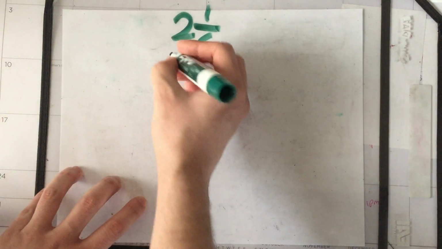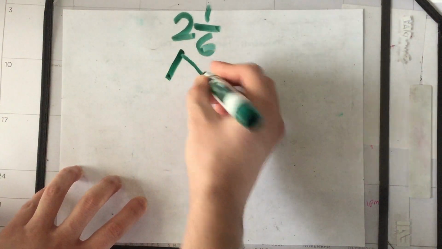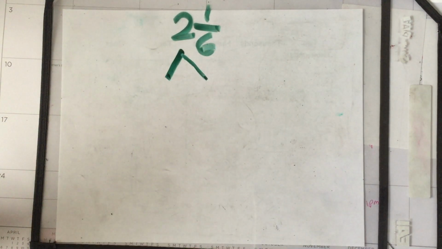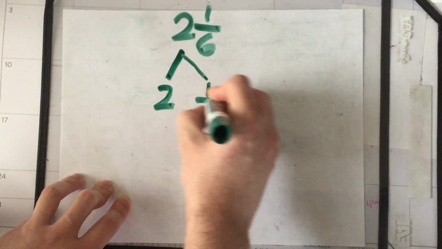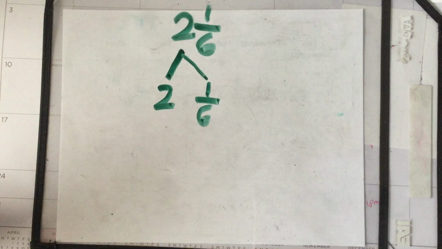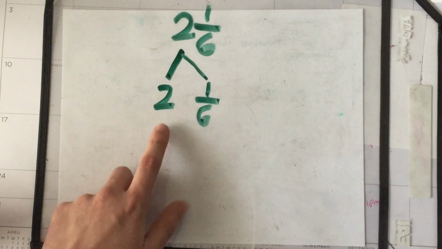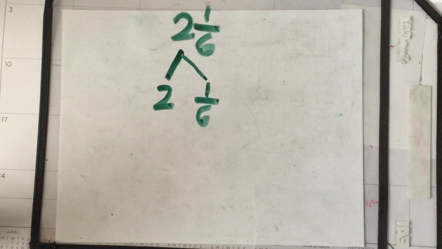So we all know a number bond. We're going to break this thing up into 2 pieces. Now, I'm going to bring my 2, my whole number, over here. And I'm going to bring my fraction, my 1/6, over here. Now, what I'm going to do to this 2 is turn it into a fraction. Well, Mr. S, how do you do that?